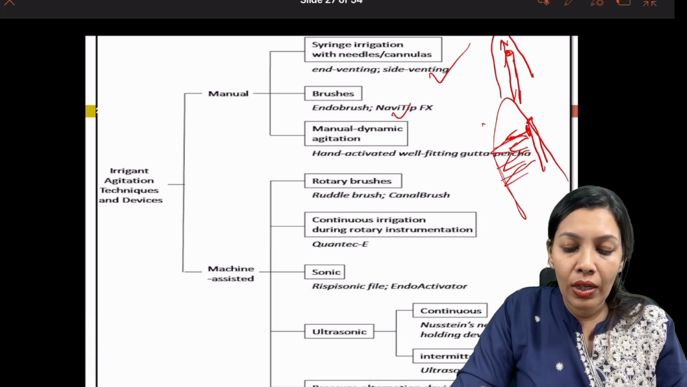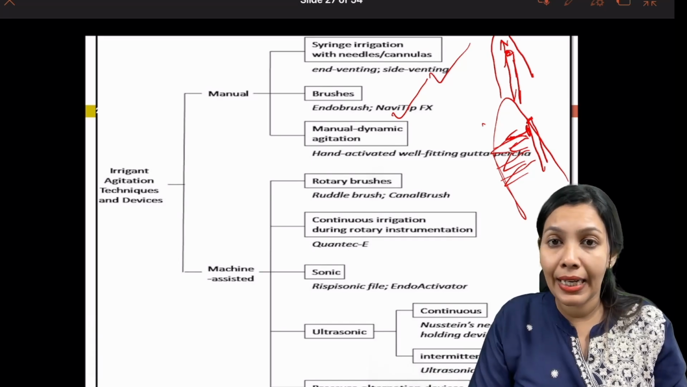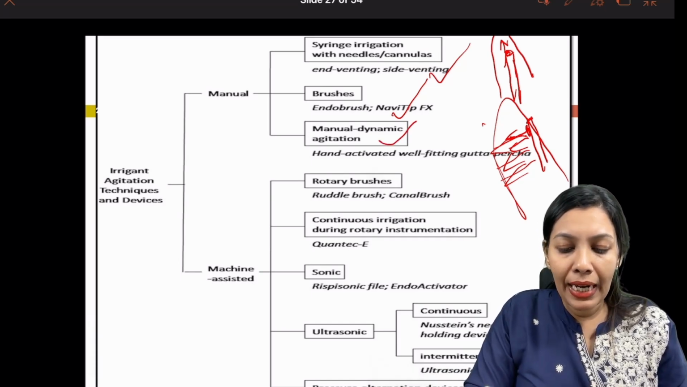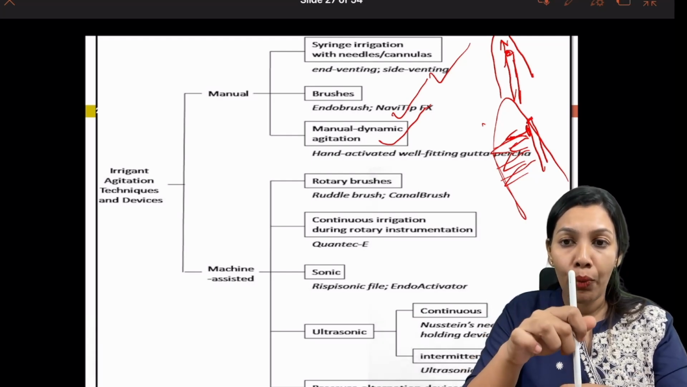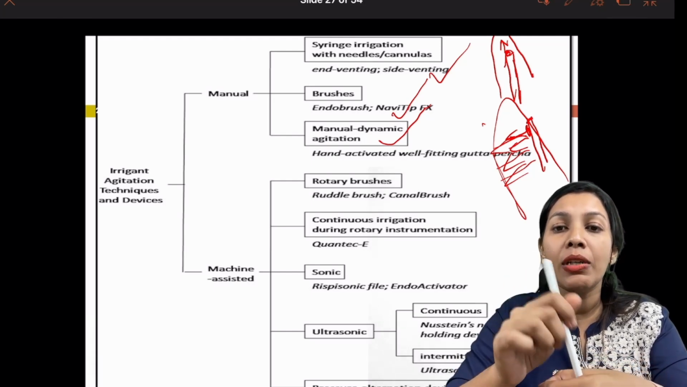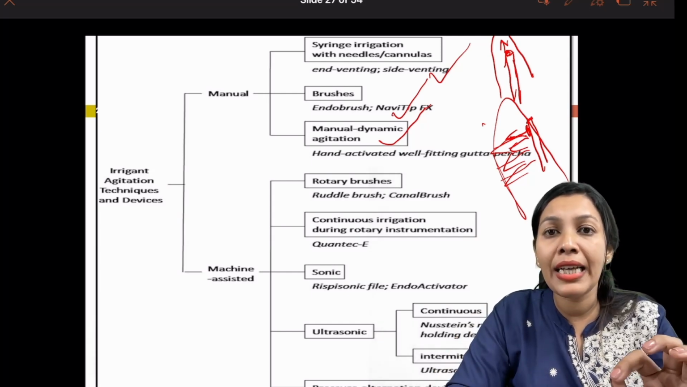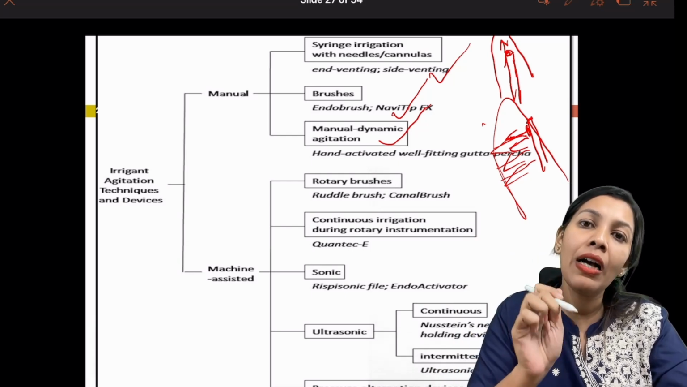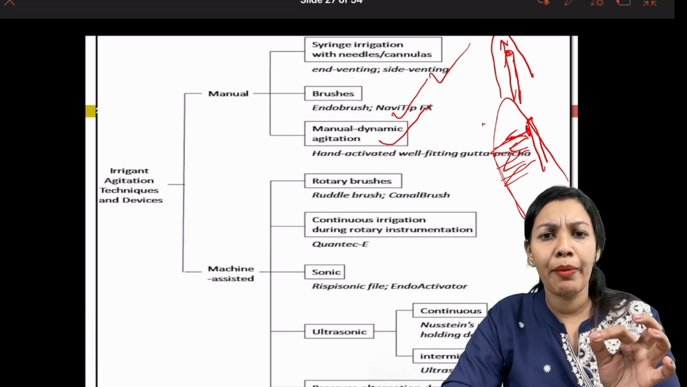There are brushes called endo brushes and NaviTip, which are used for cleaning the canal. Then there is the manual dynamic activation method, where we use a gutta-percha cone. We put the solution inside and give a continuous agitation of hundreds of cycles for 30 seconds. That is the manual dynamic agitation method. So these three are manual methods, which can be used with the help of the hand.